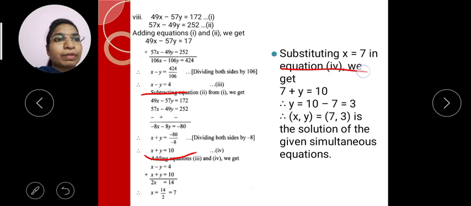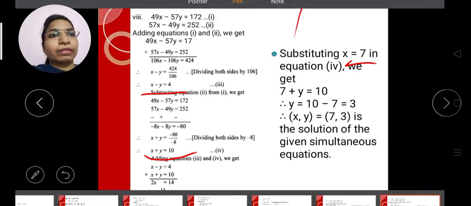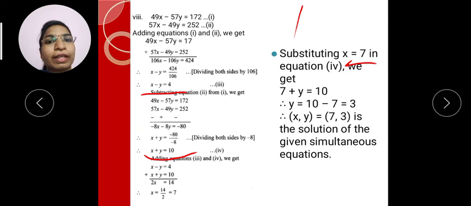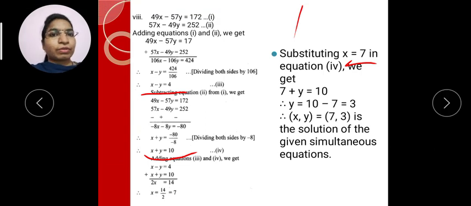Substitute the value x is equal to 7 in equation 4. After substituting, what you will get? You will get y is equal to 3. So x is 7 and y is equal to 3 is the solution of the given simultaneous equations.